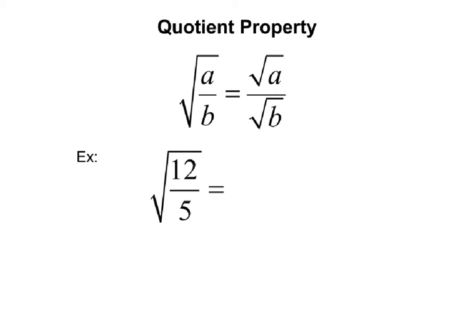The quotient property. Same thing as the product property, but with division. If you have a division or a fraction inside the radical, you can separate it into two pieces: the square root of 12 divided by the square root of 5.